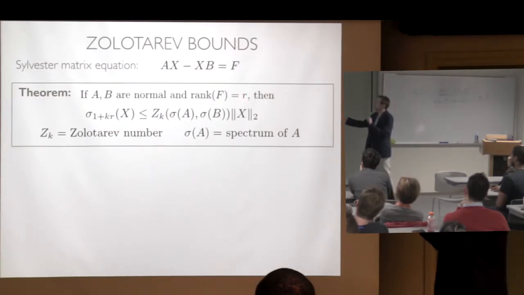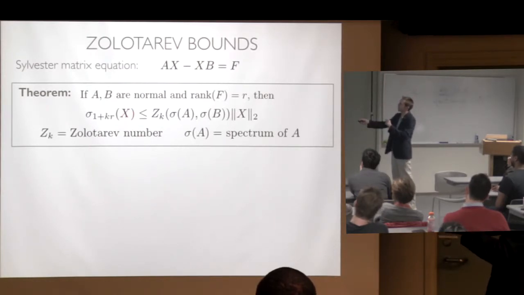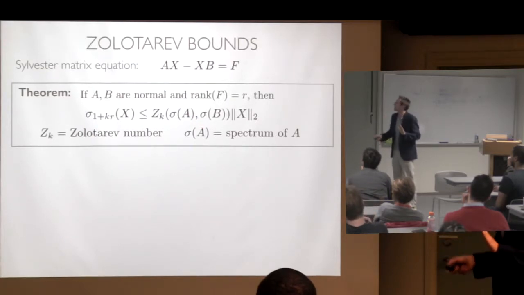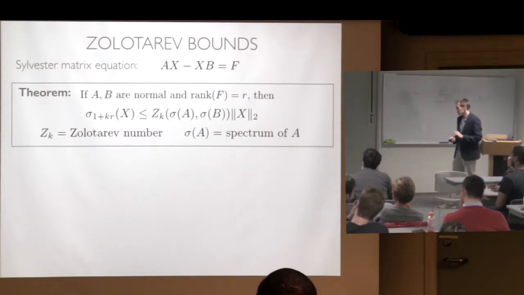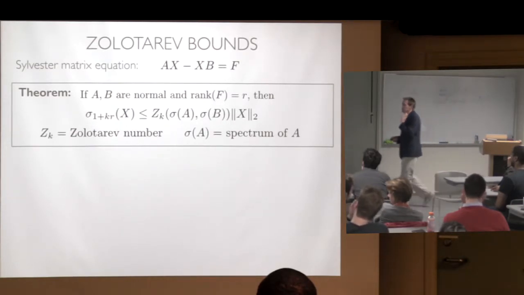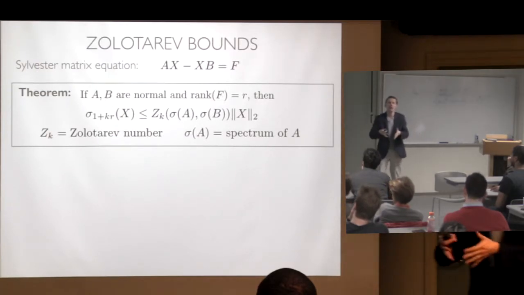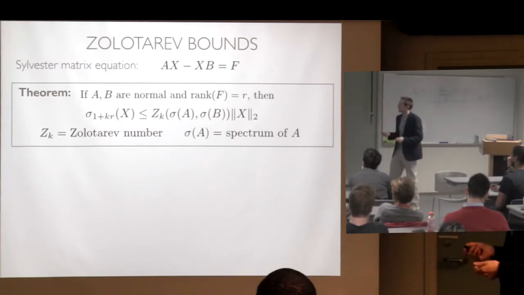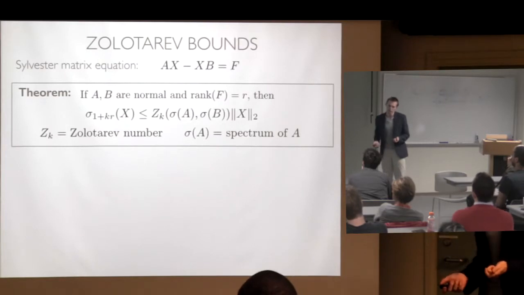And the right-hand side is of low rank, let's say R. What it allows me to do is to bound the singular values of X by this crazy number called a Zolotarev number, with this norm of X at the right-hand side here. Now, it looks like this theorem does absolutely nothing for you. You've taken something which is pretty constructive, which is calculate the singular values of a matrix, we can do that, to understanding this more abstract number called a Zolotarev number.